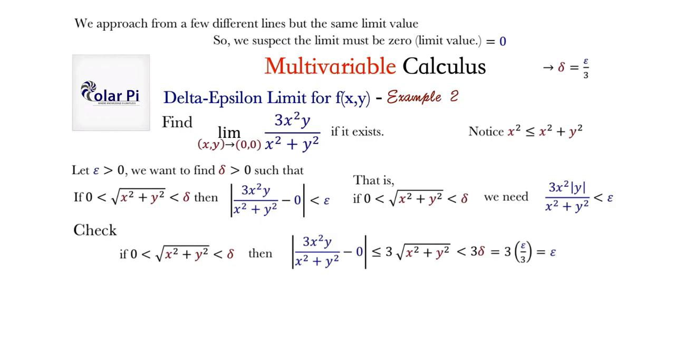Alright, so this is a good first example in writing delta epsilon limit proofs in multivariable calculus, but you need additional practice, and that's examples 3 through 5, so look out for those videos.